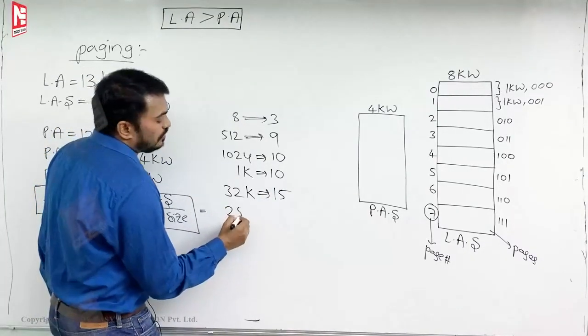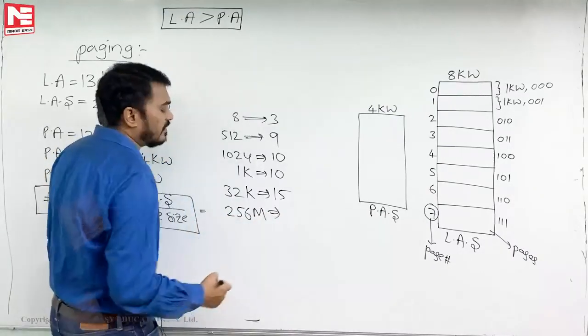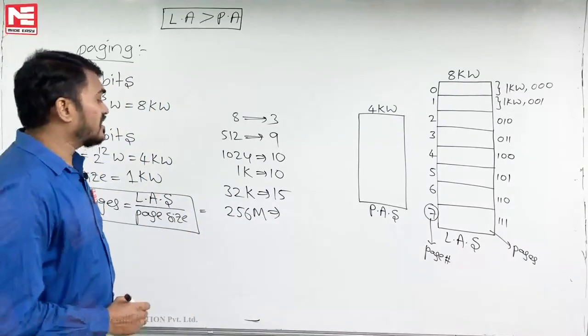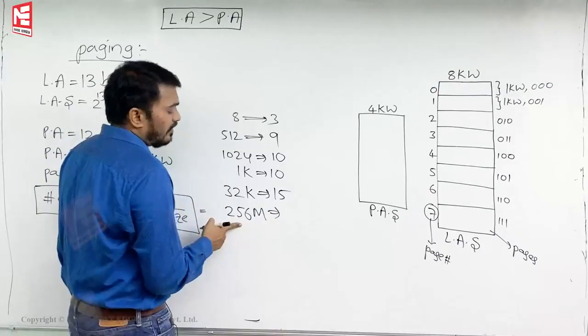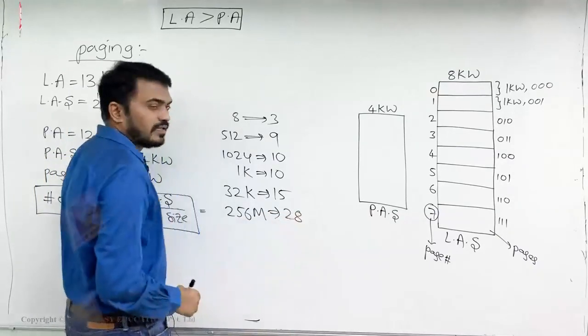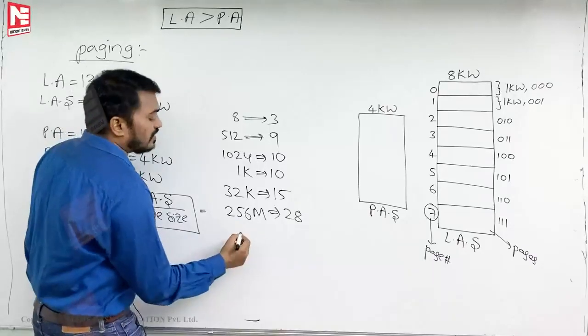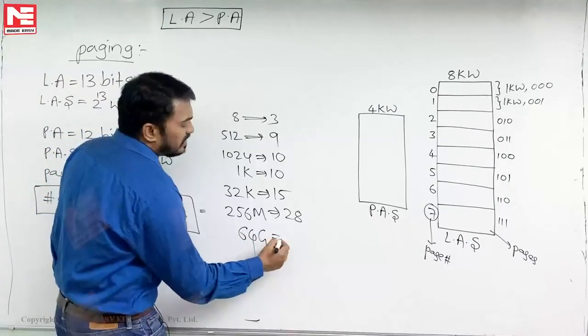If I am having 256 mega pages, how many bits are required? 256 mega pages, how many bits required? 2 power 8, 2 power 20, 28 bits required. Is that clear? And next, if I am having 64 giga pages, how many bits required?